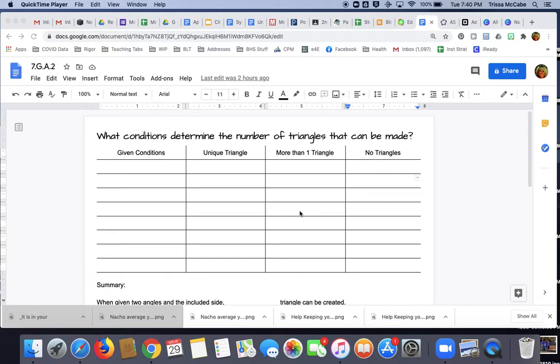with certain conditions. So in your ISN right now, I want you to copy this chart. We will put the given conditions in the first column, and then we will either check or make an X whether it makes a unique triangle, more than one triangle, or absolutely no triangles. So go ahead and pause this video right now so that you can get the chart copied into your ISN.